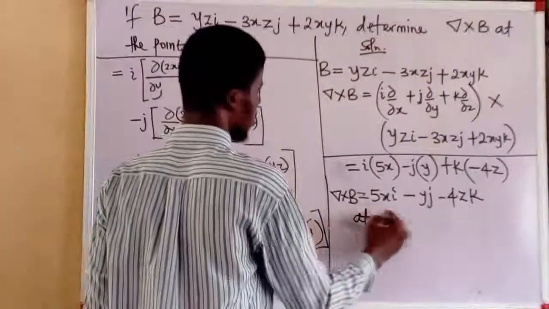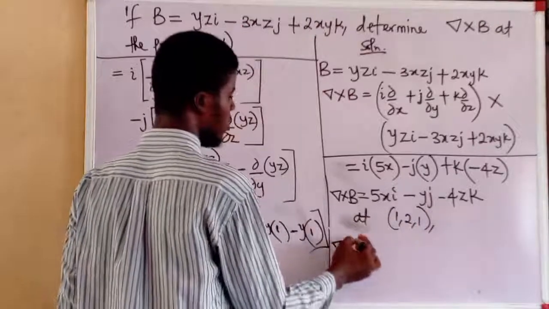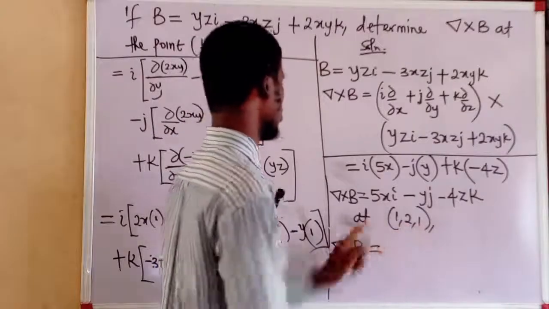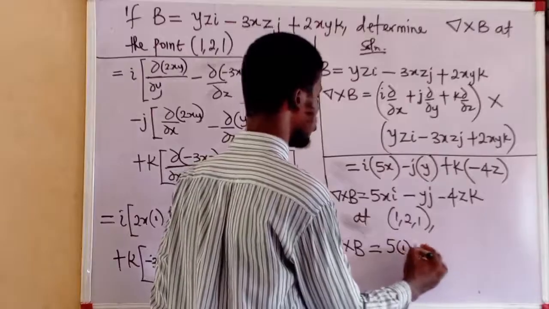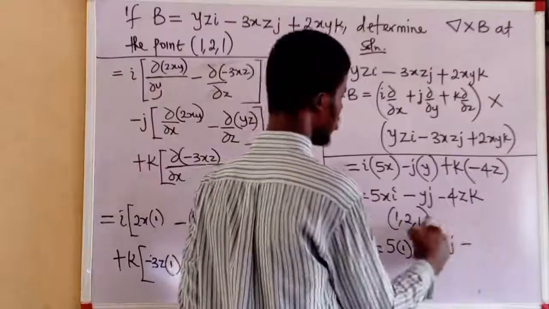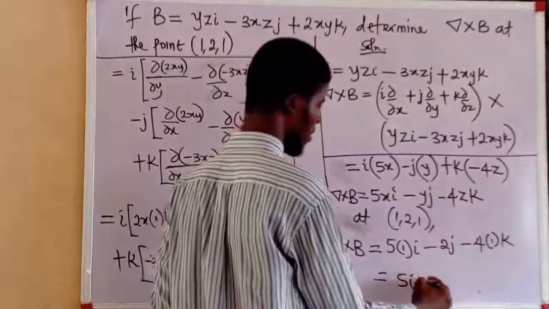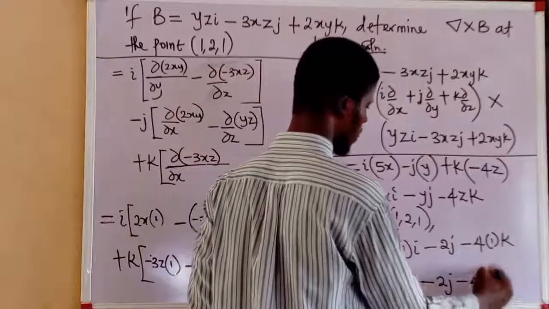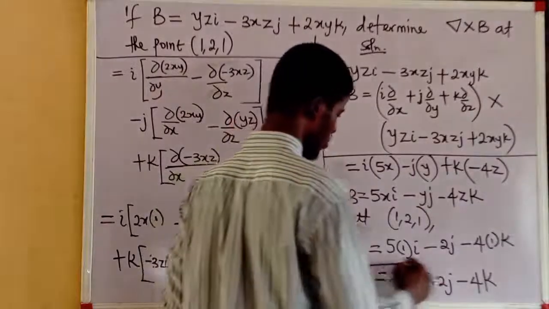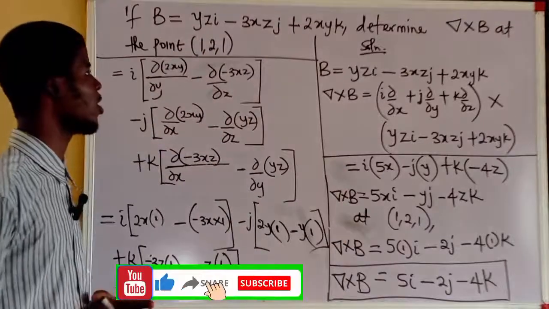At the point 1, 2, 1, the curl of B is this. X is 1, y is 2, z is 1. So we have 5 times 1 into i, minus y is 2, 2j, z is 1, 4 into 1 times k. So this is 5i minus 2j minus 4k. So this is the curl of vector B. So this is how to determine the curl of a vector function.